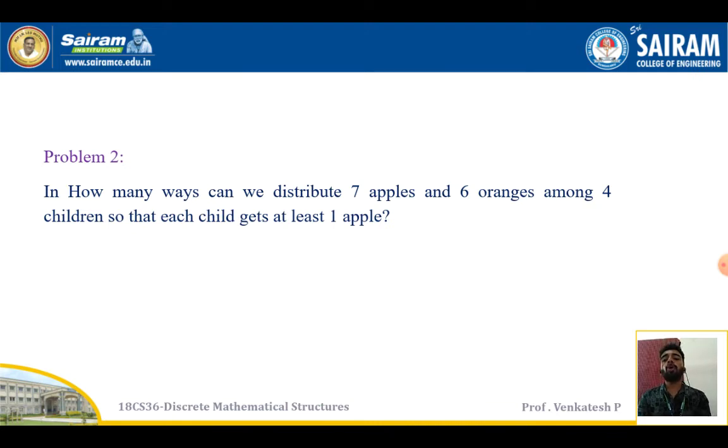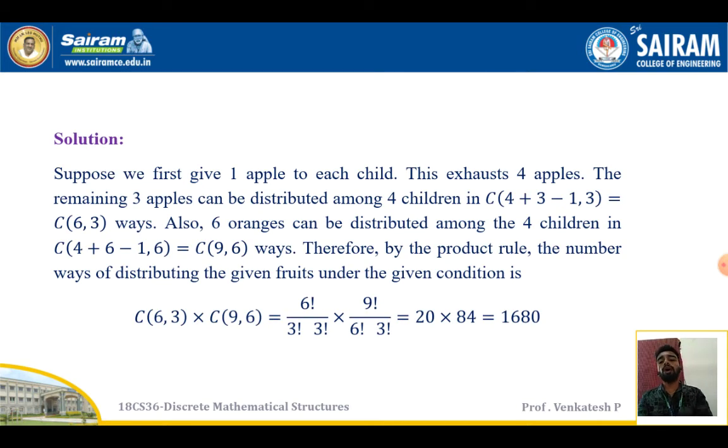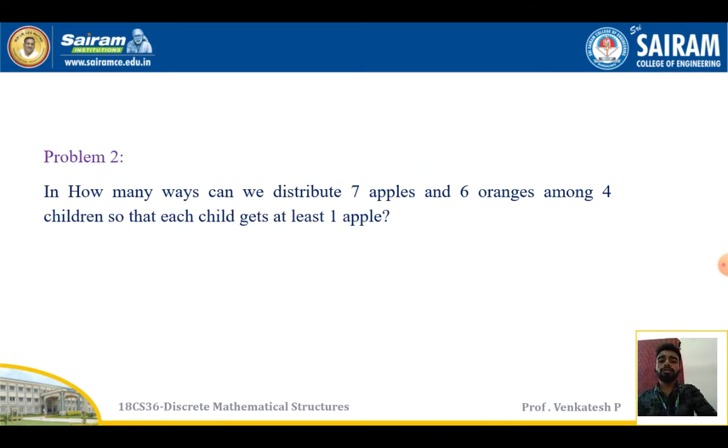Second problem. In how many ways can we distribute 7 apples and 6 oranges among 4 children so that each child gets at least 1 apple? Okay, the condition is that each child has to get 1 apple. The first thing is I'm going to distribute 1 apple to each child, out of 7 apples.